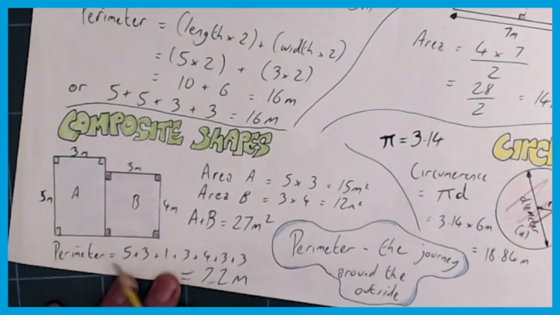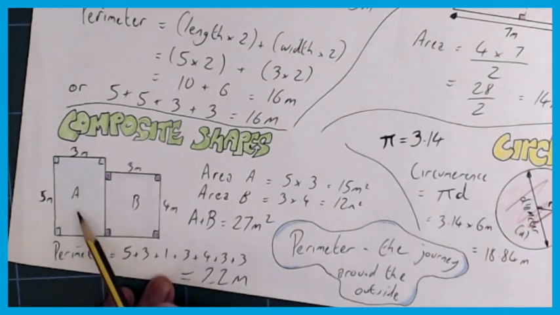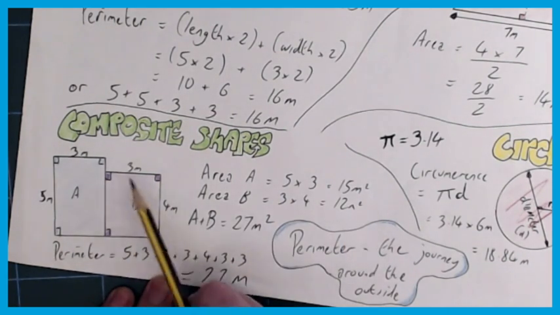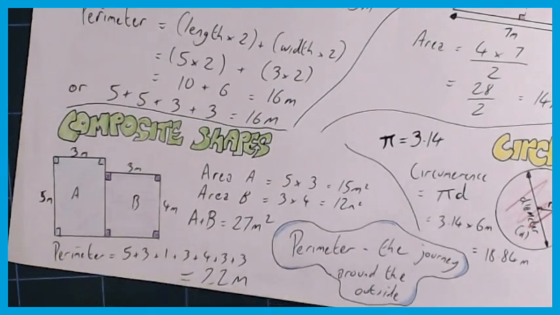So on this one here, we've got shape A and shape B. So the area of A is 5 times 3, which is 15, so there's 15 meters squared. Area B is 3 times 4, which gives you 12 meters squared. And 15 plus 12 equals 27 meters squared.